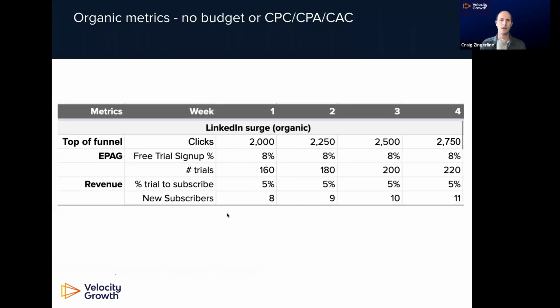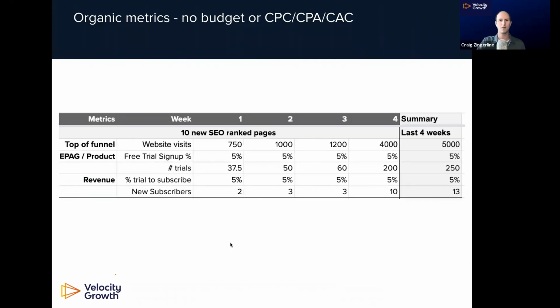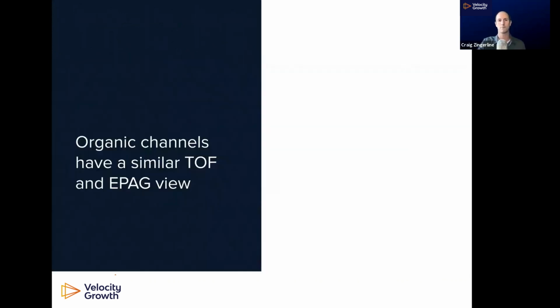Okay, so on the organic side, you're not really going to be layering in a budget or a CPC, CPA, or CAC. It's really just that first half of those metrics that you're going to look at. But I'd strongly urge you to still look at the performance metrics on the organic side, just as you would on the paid side, because you're still spending time there, right? So here's just a couple of different examples of how I would track different types of organic campaigns. The first one was a LinkedIn campaign, and the next one would be an SEO keyword ranking campaign.